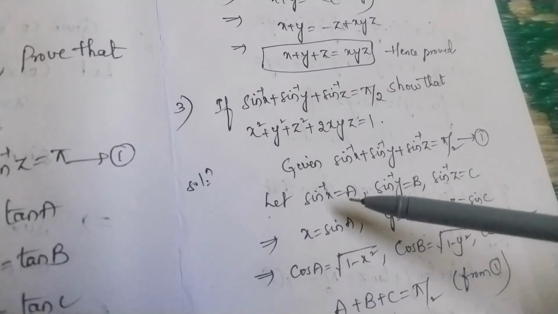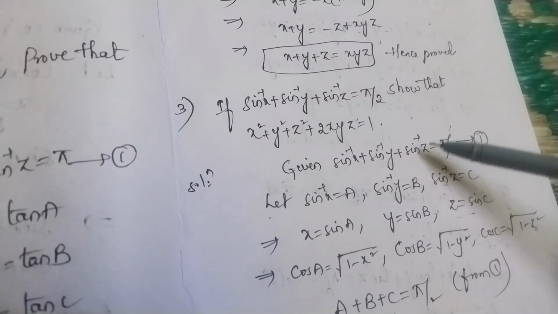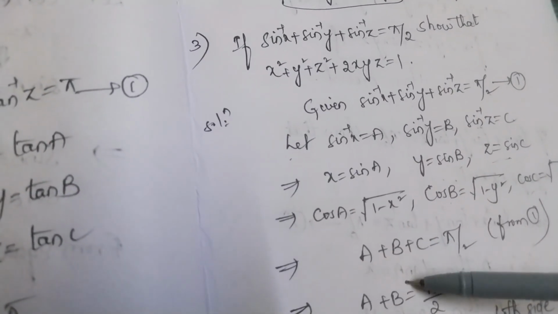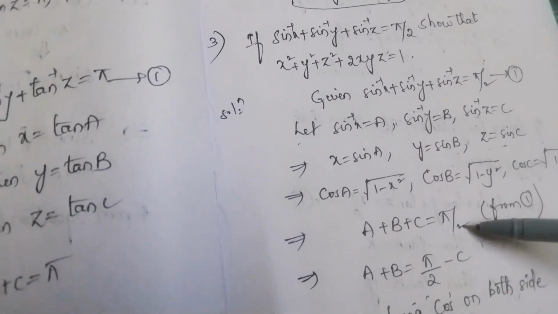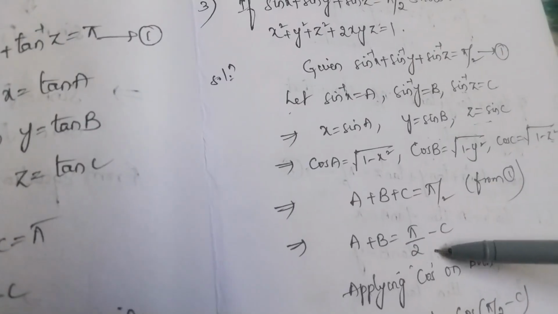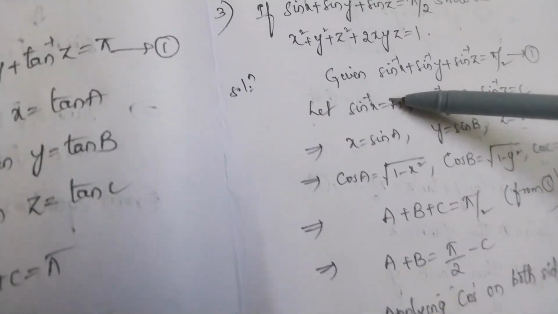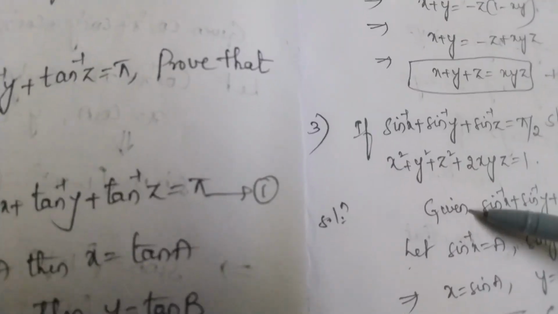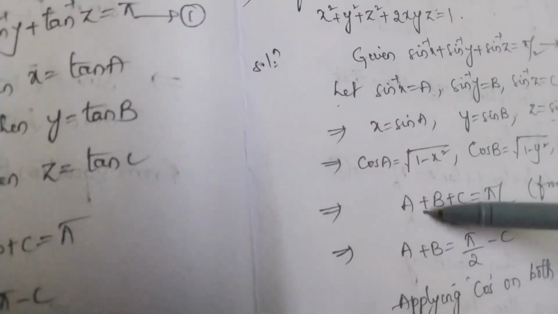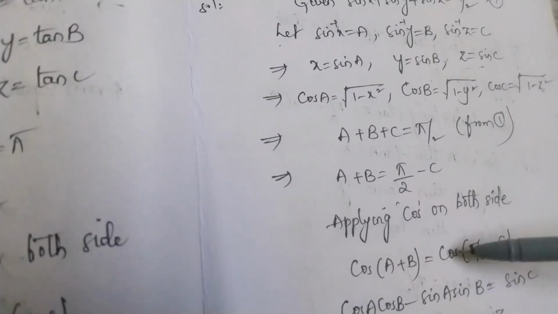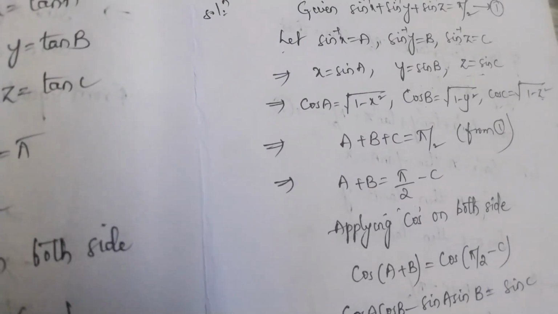So substitute all these values in equation 1. In place of sine inverse x, put a. Next, a plus b plus c is equal to pi by 2. Now a plus b is equal to, take c to the right hand side, so it will be pi by 2 minus c. Since the function is in sine inverse form, we are applying cos on both sides. So it will be cos of a plus b is equal to cos of pi by 2 minus c.